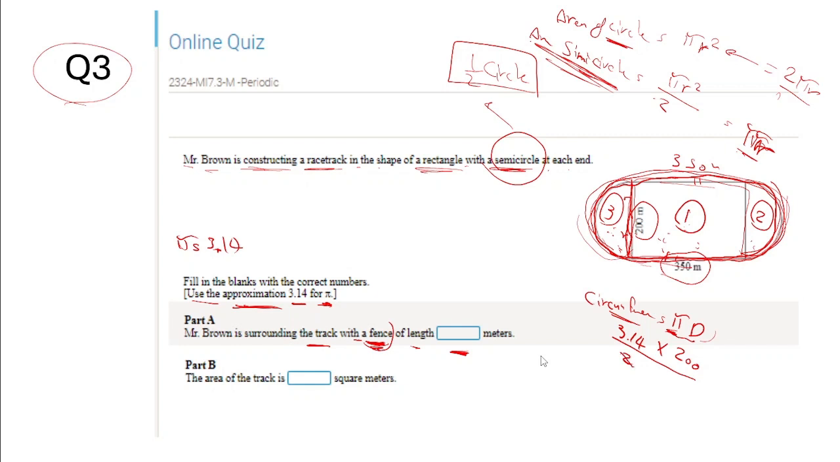So this means this one will be 100. So that means it will be 314 for this semicircle. And this other semicircle, number 2, has the same diameter, so it will be the same value.